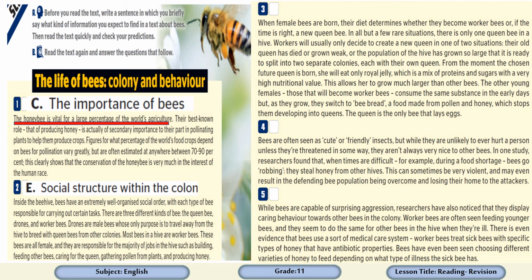First piece of information: the honeybee is vital for a large percentage of the world's agriculture. Then he says the world's food crops depend on honeybees for pollination, and he says also this clearly shows that the conservation of the honeybee is very much in the interest of the human race. So what do you think? What does the writer think of the honeybee?